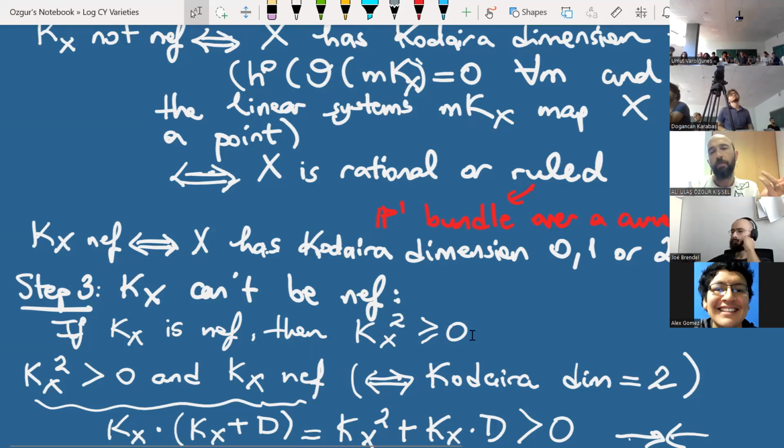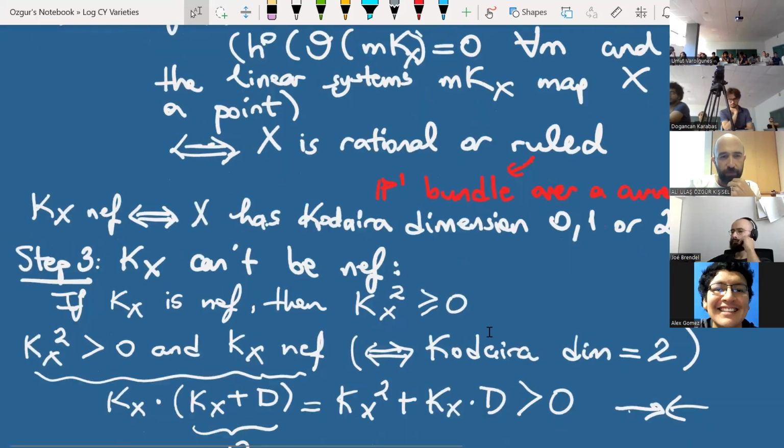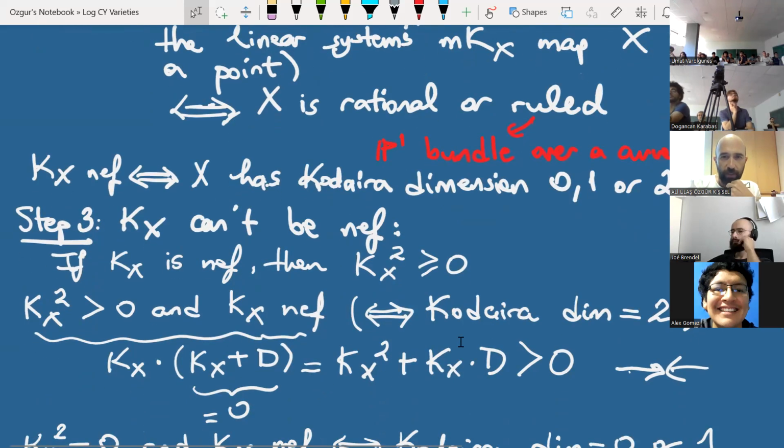So this can be seen as a direct consequence of Kleiman's theorem, for example. It has to be approximable by ample divisors, and you know that ample divisors should intersect each other non-negatively. So you get that. Well, if Kx squared is greater than 0 and Kx nef, this happens just in the Kodaira dimension 2 case, by the way. Then let's look at Kx times (Kx plus D).